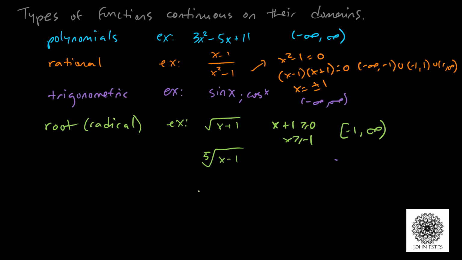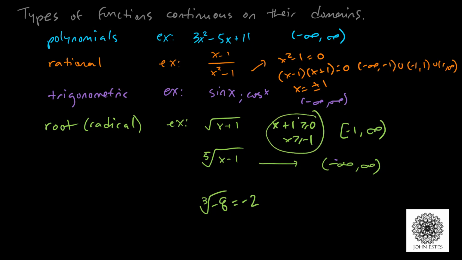Now for a fifth root, or odd roots in general, I don't really care if I have a negative under the root. For example, the cube root of negative 8 does exist. Negative 2 times negative 2 times negative 2 gives me negative 8. So for odd roots, your interval is always going to be negative infinity to positive infinity. For even roots, like square root, fourth root, etc., you have to go back to this inequality.